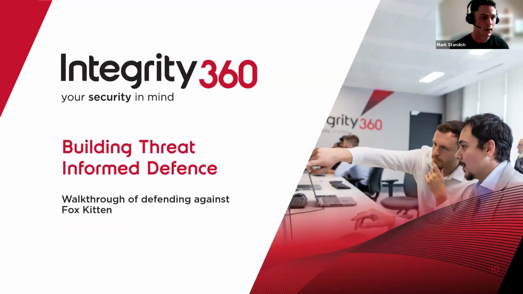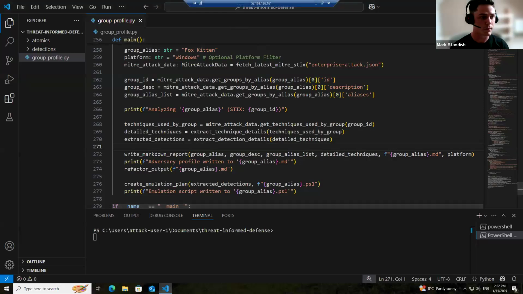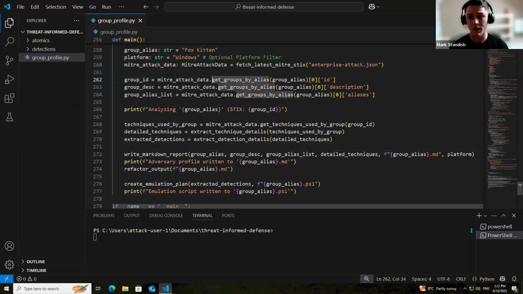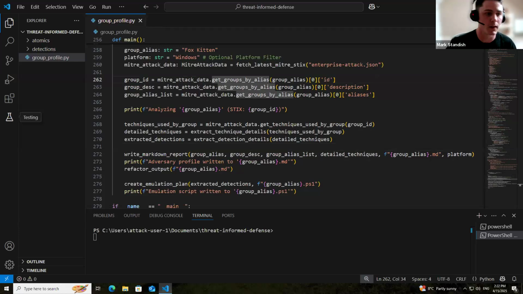So let's have a look at the actual implementation. Once we've built an adversary profile, in our case, it was Fox Kitten, we can start to use programmatic methods to turn that intelligence into action. And that's where micro emulation plans come in. A micro emulation plan at its core is designed to replicate key behaviors, in this case documented as procedures of a real world adversary, in a way that's realistic, controlled, and most importantly, relevant to your organization.